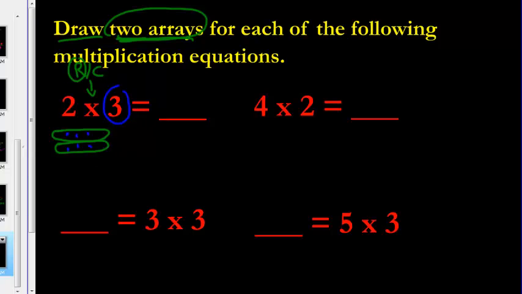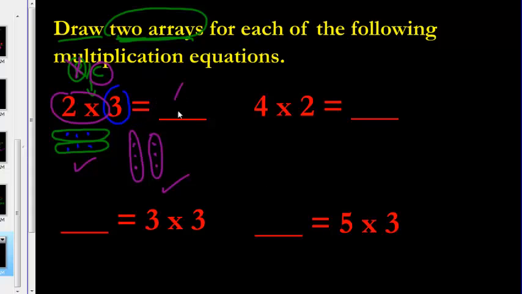Our second array, instead of rows, we're done rows, let's do columns. So 2 columns. Let's go 1 column. We have 2 columns here. We're going to put 3 in each one. 1, 2, 3. 1, 2, 3. Just like that. Give yourself 2 marks for these arrays if you did them. Give yourself a mark for the answer, 6.